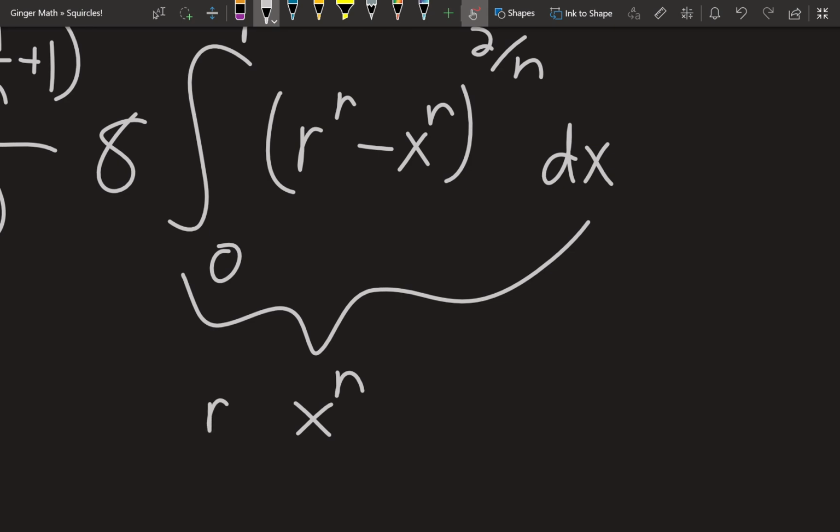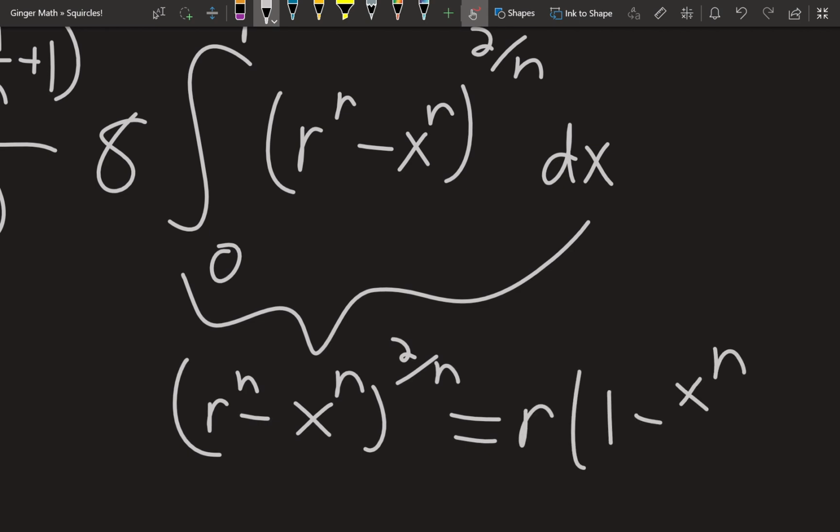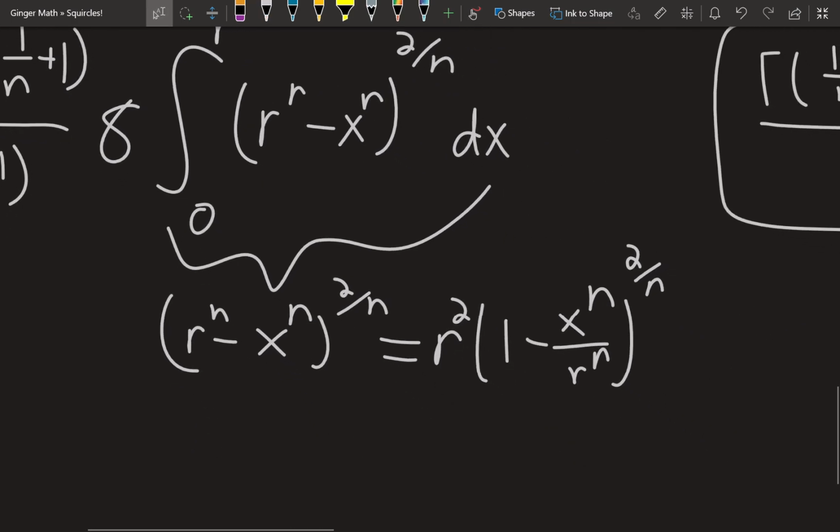So r to the n minus x to the n to the 1 over n is equal to, let's see, sorry, r. Oh, I'm sorry, that should be a 2. My apologies. R times 1 minus x to the n over r to the n to the 2 over n. Actually, r squared, I'm sorry. And it's a squared because you have that 2 right there.